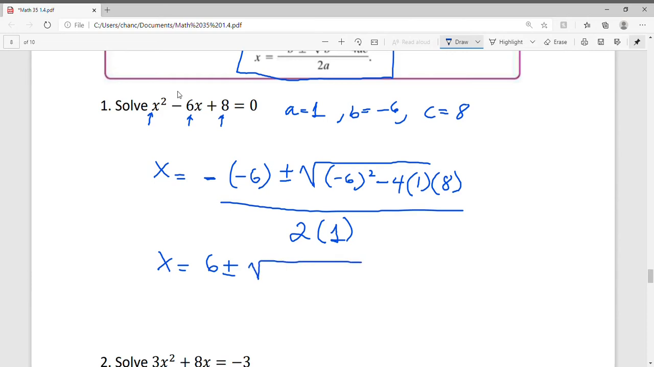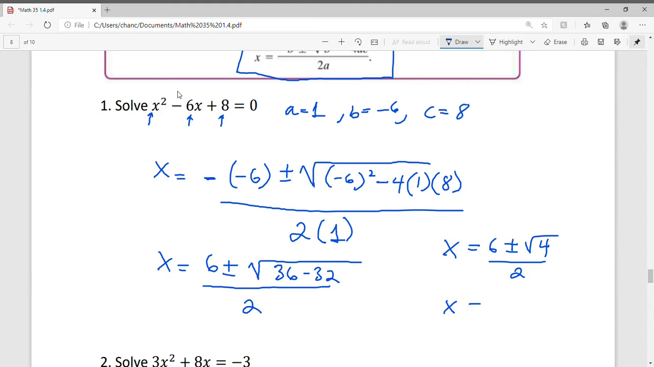And now I like to enter this part into a calculator. We know negative 6 squared is 36. So that's 36 minus 32 divided by 2. Now what's 36 minus 32? That's 4. So I have x equals 6 plus or minus the square root of 4 divided by 2. And the square root of 4 is 2, so that's x equals 6 plus or minus 2 divided by 2.